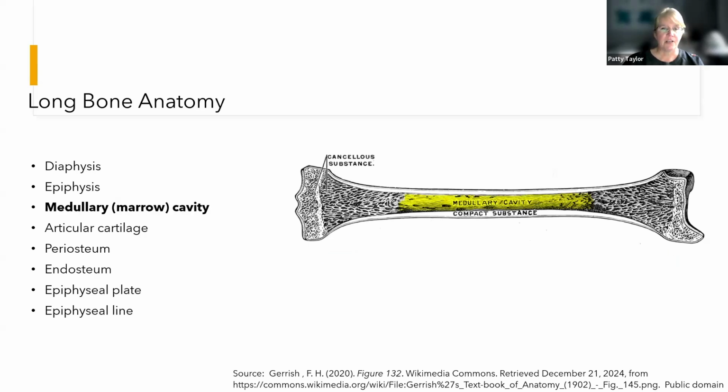This medullary cavity or marrow cavity inside the bone stores bone marrow. It's a modified kind of connective tissue that is important for making blood cells through a process called hematopoiesis. Red and white cells are made here as well as platelets.